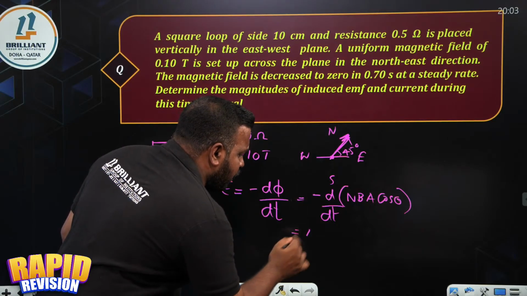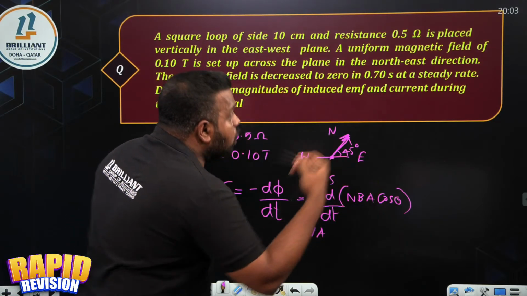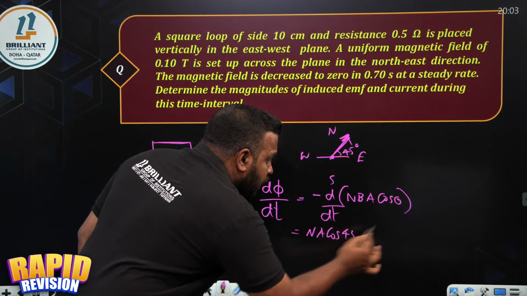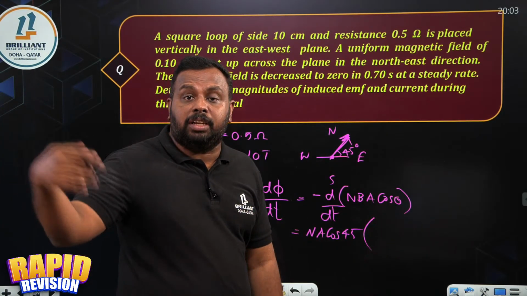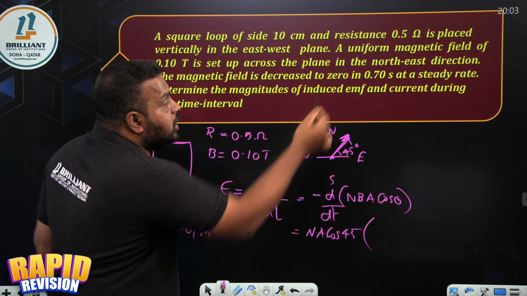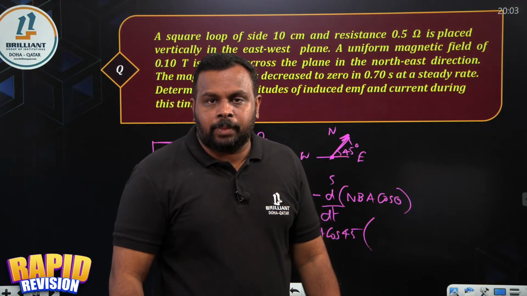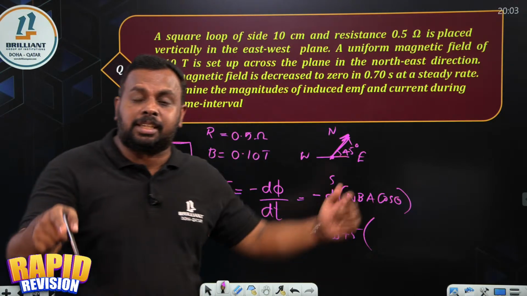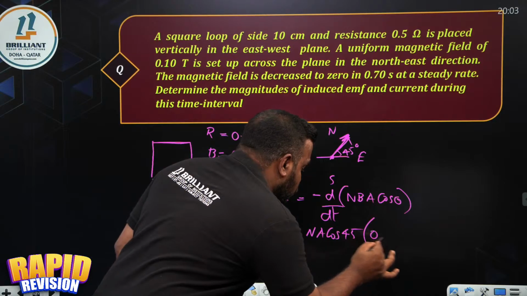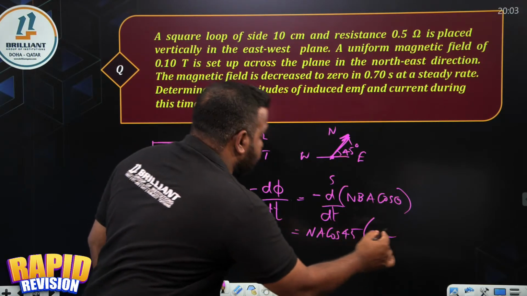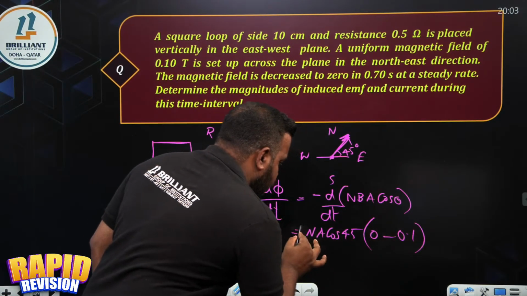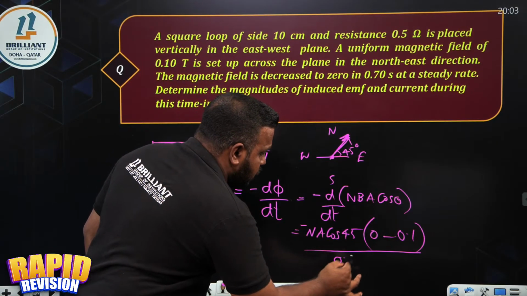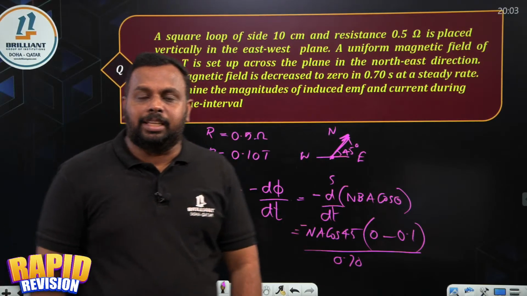So the other things you can take out. N will come out, N is 1 anyway. Area will come out. Cos theta, the theta value is 45, that will also come out, cos 45. B is changing. The change in magnetic field is given. It is changed to 0 from 0.1. Change is final minus initial, so 0 minus initial, 0.1, with the minus here, divided by time. Time is given, 0.7 second. You can substitute the data and you will get the answer.